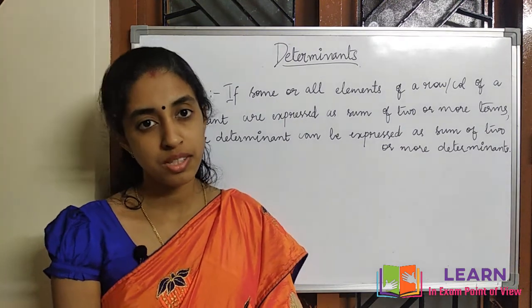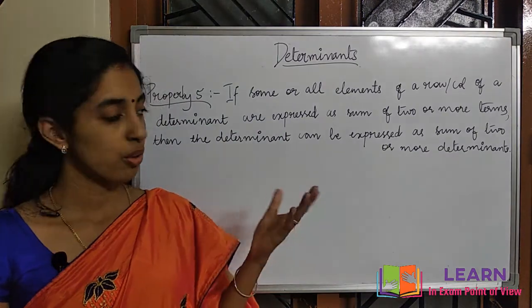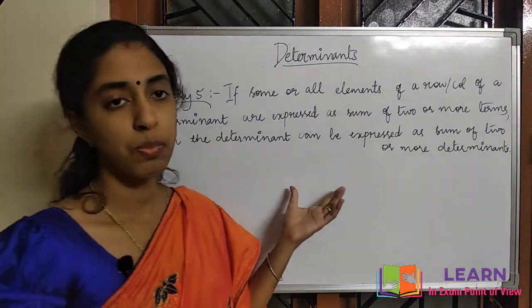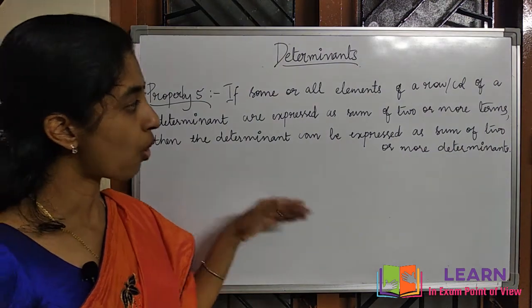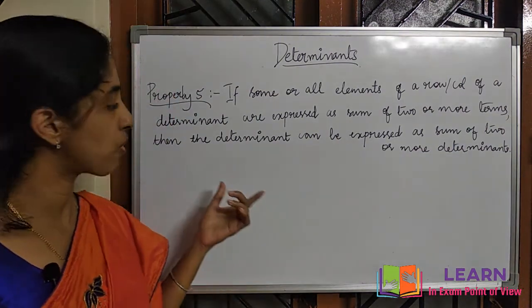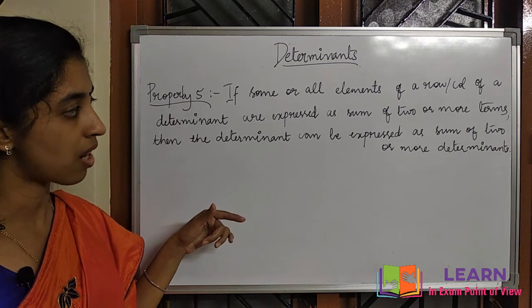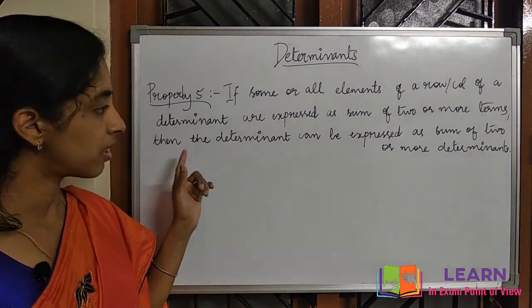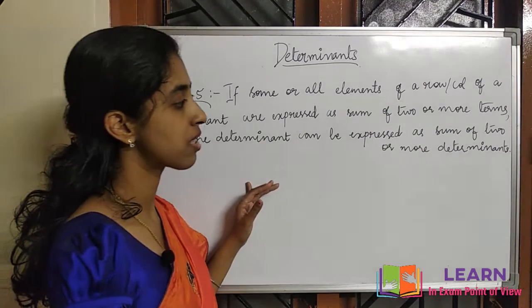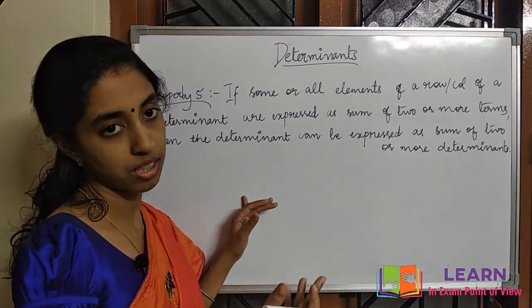Last class we have studied up to property 4. Okay, so this is property 5. We can just read it. If some or all elements of a row or column of a determinant are expressed as sum of two or more terms, then the determinant can be expressed as sum of two or more determinants.